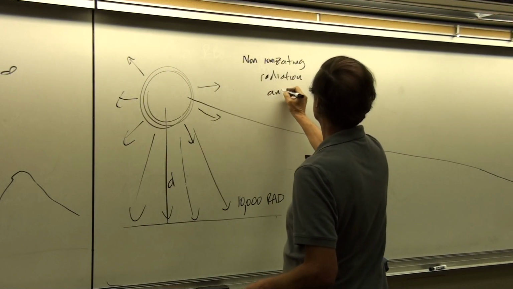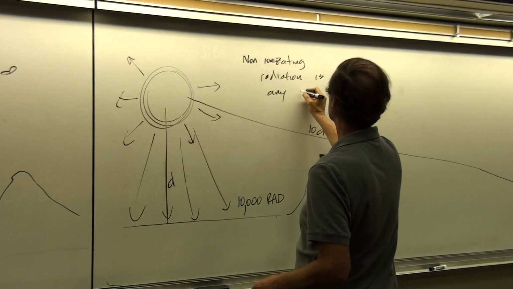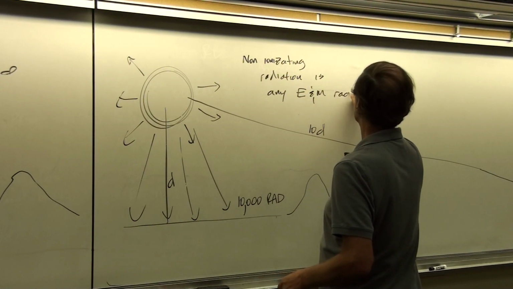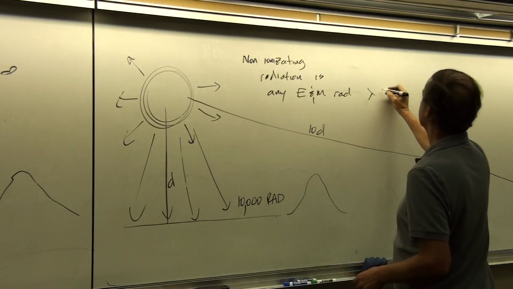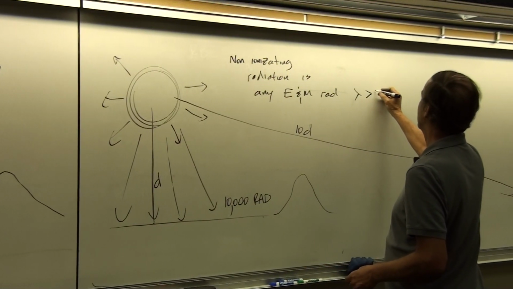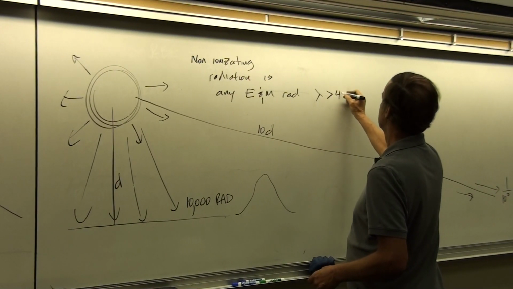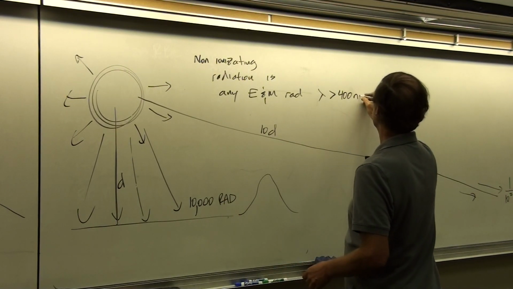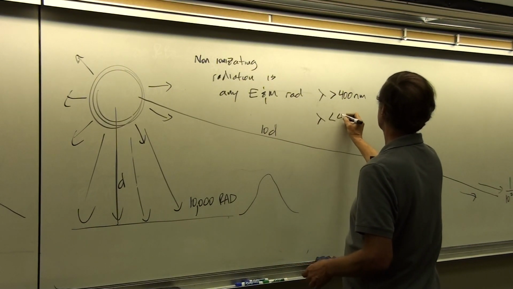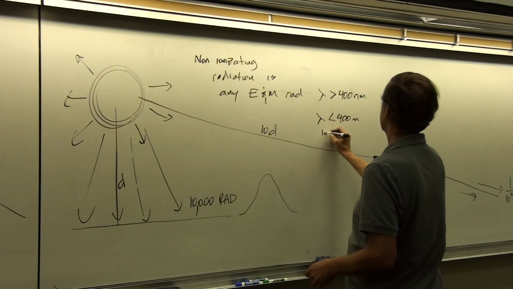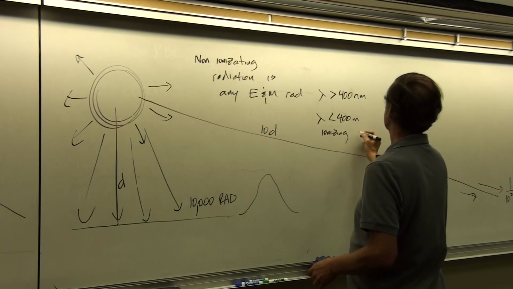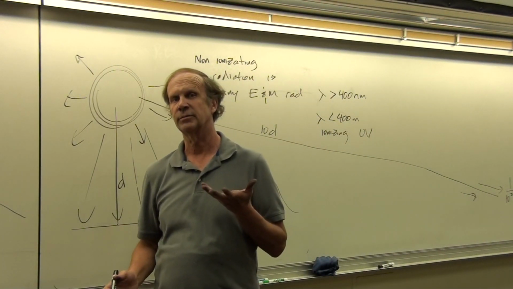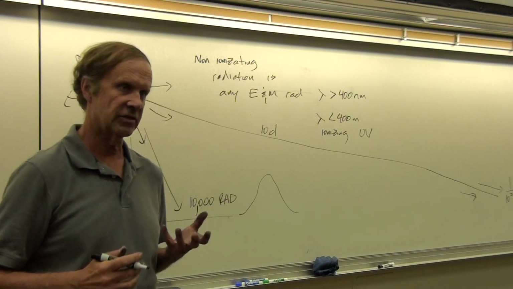is any kind of electromagnetic radiation with a wavelength that is greater than about 400 nanometers. So for lambda less than 400 nanometers, this is ionizing. So this is ultraviolet radiation, because that's the next level of radiation above visible. And so that's the kind that can do the most damage to human tissue.